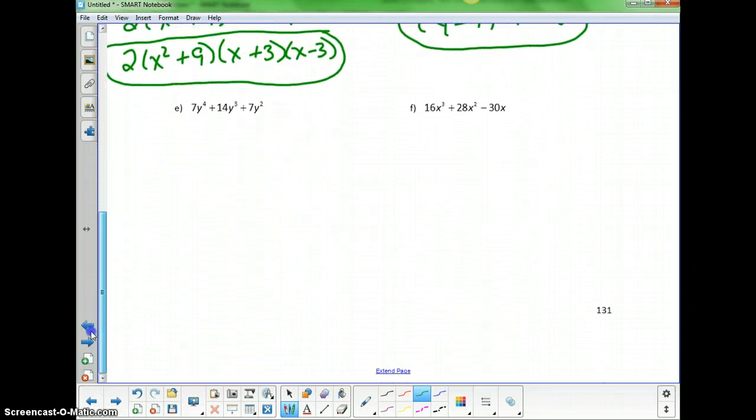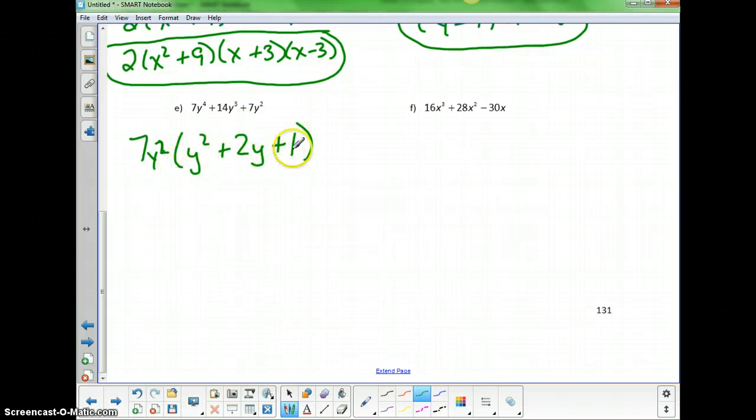Okay, and the next 2 here, E and F. E is a trinomial. There is something in common. They can all be divided by 7 and by y squared. Okay, when I take the 7 and y squared out, I'm left with y squared plus 2y plus 7 divided by 7 is 1, so plus 1.